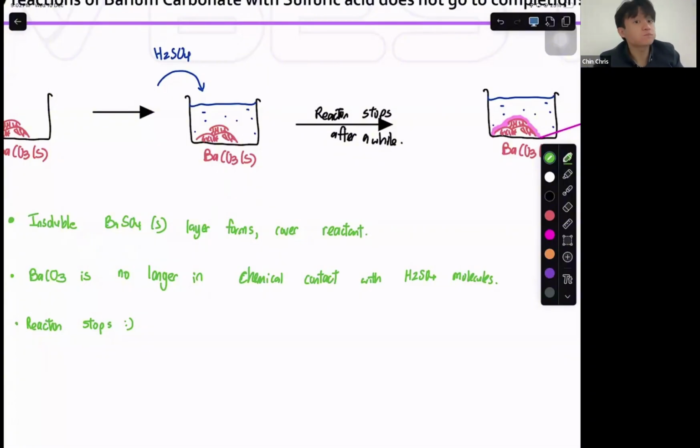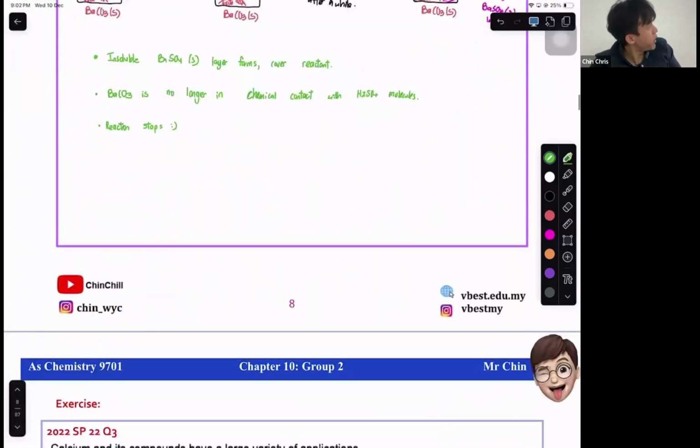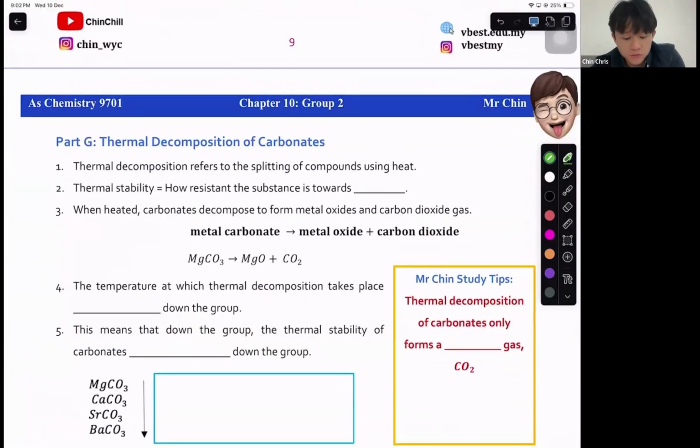Done? Once done, next page. I want you guys to look at page 10 now. Alright, this is the last part. Then we are done with chapter 10, and we'll move on to group 7, chapter 11. So we are one chapter away from organic chem.